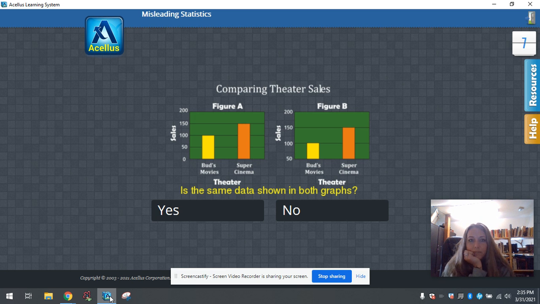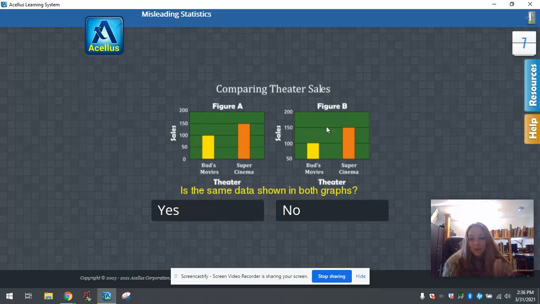The question we have is, is the same data shown in both graphs? Yes or no? Let's take a look. We are comparing the sales from one theater to another. We have Bud's Movies or Super Cinema. Bud's Movies sales was at 100 and Super Cinema was at 150 in this graph.